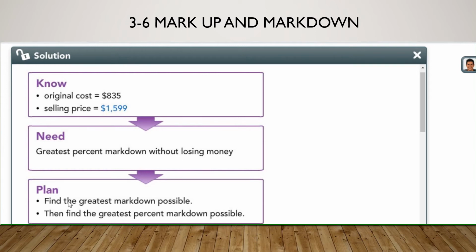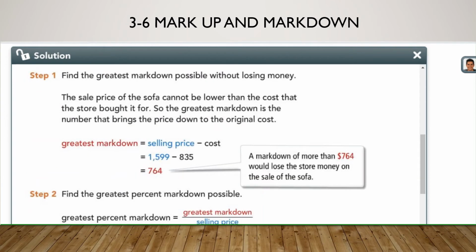Our plan is to find the greatest markdown possible, then find the greatest percent markdown possible. Step 1 is to find the greatest markdown possible without losing money. The sale price for the sofa cannot be lower than the cost that the store bought it for. So the greatest markdown is the number that brings the price down to the original cost. So the greatest markdown is equal to the selling price minus the cost. When we subtract that, we end up with 764. A markdown of more than 764 will lose the store money on the sale of the sofa. So we cannot mark it down more than $764.